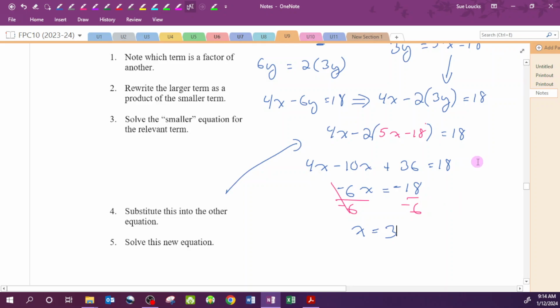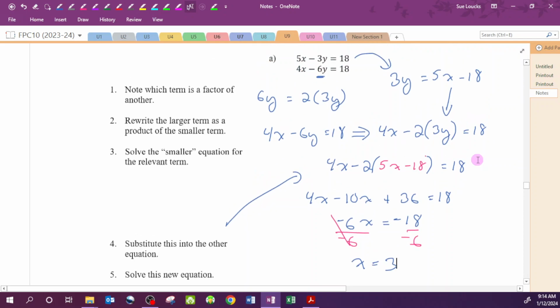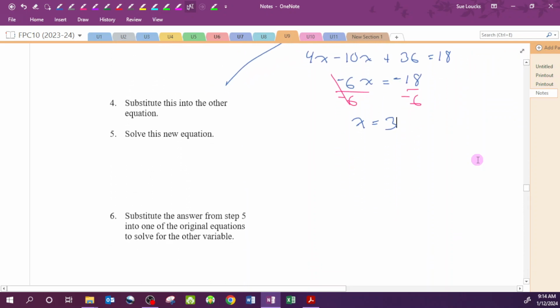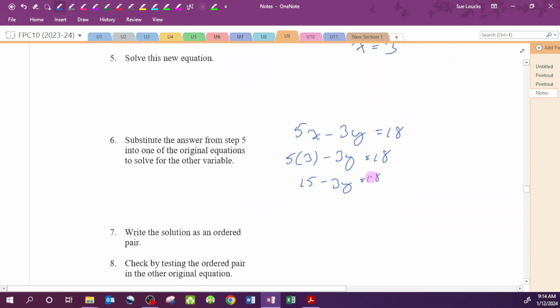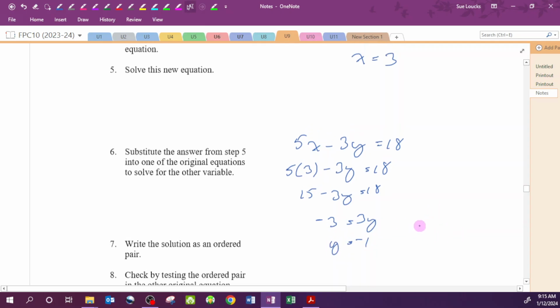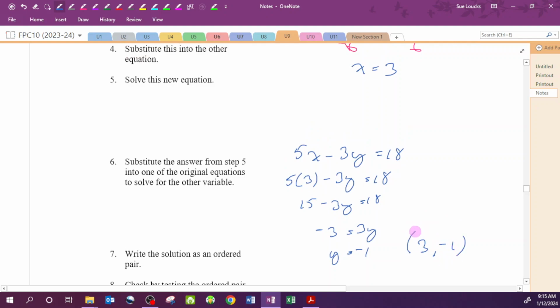Then I'm going to take my x and substitute that into one of the equations. It doesn't really matter since neither of them is solved for x. So I'm just going to put this into the first equation. So I have 5x minus 3y equals 18. So that means 5 times 3 minus 3y equals 18. 15 minus 3y equals 18. Negative 3 equals 3y. So y equals negative 1. That gets me my solution of (3, negative 1).